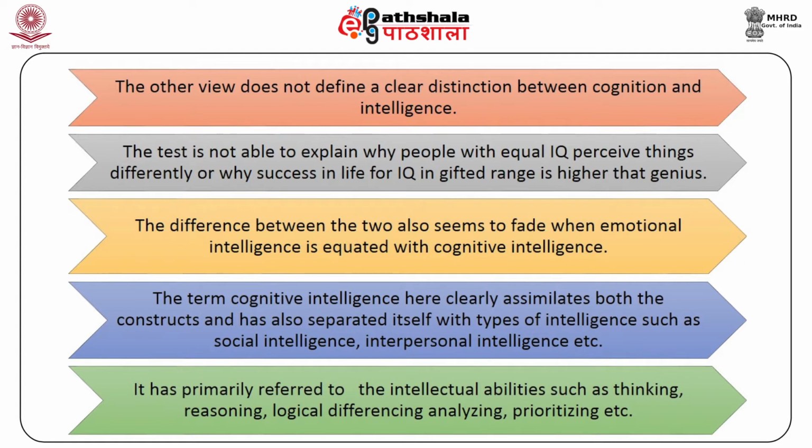For instance, Wechsler's Adult Intelligence Scale, one of the most relied upon intelligence tests, measures intelligence but not common sense. The test is not able to explain why people with equal IQ perceive things differently or why success in life for IQ in gifted range is higher than genius. The difference between the two also seems to fade when emotional intelligence is equated with cognitive intelligence.